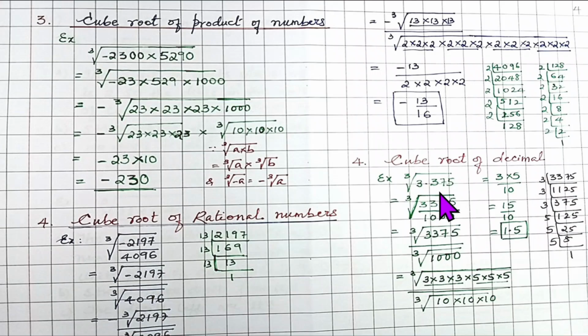So that is the method. Otherwise, directly find out the cube root of 3375 and count the number of decimal points. There are 3 decimal points. The decimal point is after 3 places. Put it here after 1 place. That would be the answer.